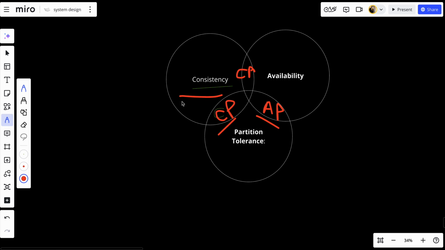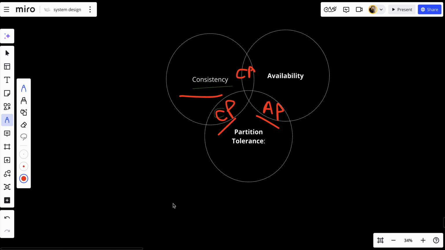So if you prioritize consistency, you might temporarily block user requests to ensure everyone sees the correct inventory count, sacrificing availability. If you prioritize availability, you might allow users to continue shopping even if they might not see the latest inventory updates, sacrificing consistency. And of course, because partitions are inevitable, you must ensure partition tolerance so that the system doesn't break entirely.